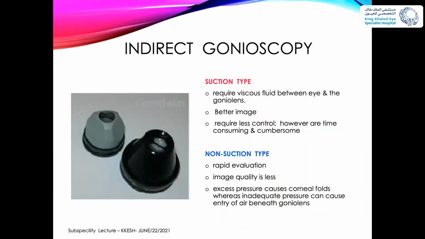Indirect gonioscopy can be performed either with a suction type or a non-suction type. For a beginner, I would advise starting with a suction type. The suction type usually utilizes a viscous-like fluid between the eye and the contact lens, and it usually gives better quality images for beginners. The non-suction type allows rapid evaluation. It gives lower quality images. However, it's maybe more convenient and widely available. But the downside of it is that too much pressure can give a false impression.